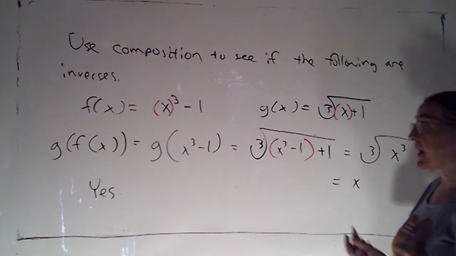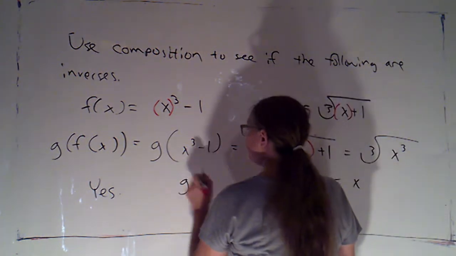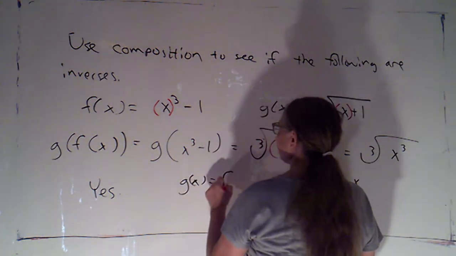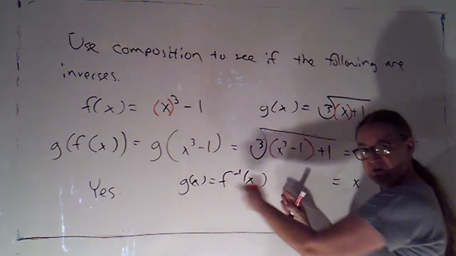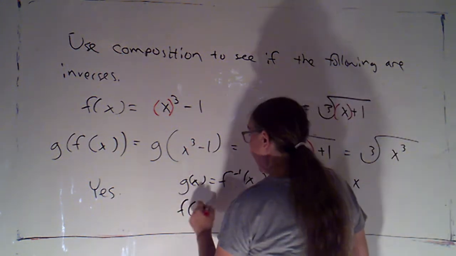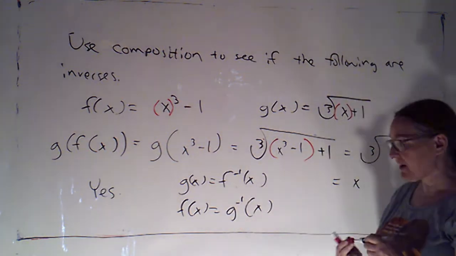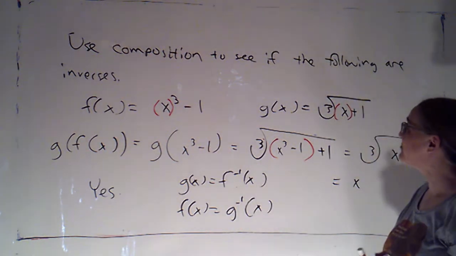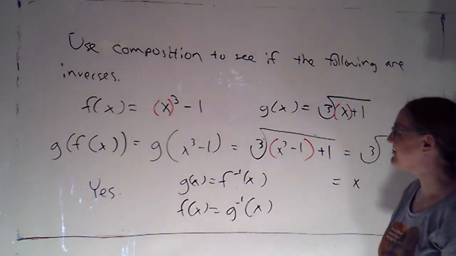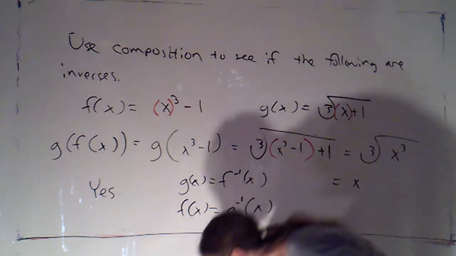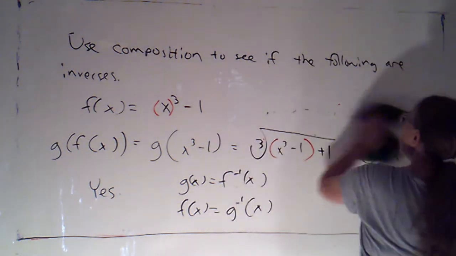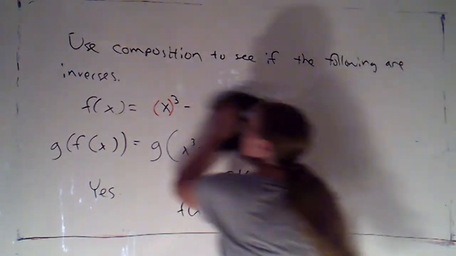Now, what that means is if I wanted to, I could say g of x is actually the same as f inverse of x. I could use that name for it. Or I could say f of x is g inverse of x. So I've got alternative names that I can use once I've determined that they're inverses of each other. I didn't know that ahead of time. All right, let's just try another example.